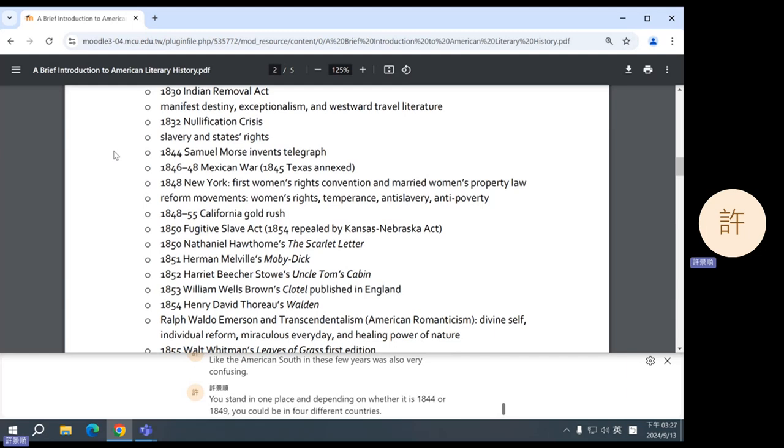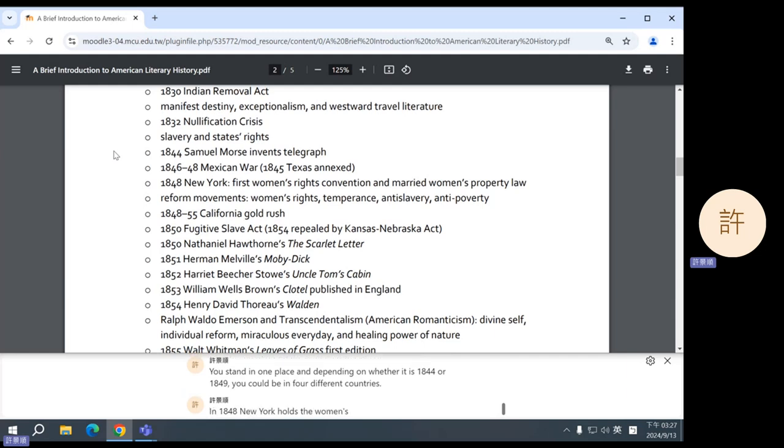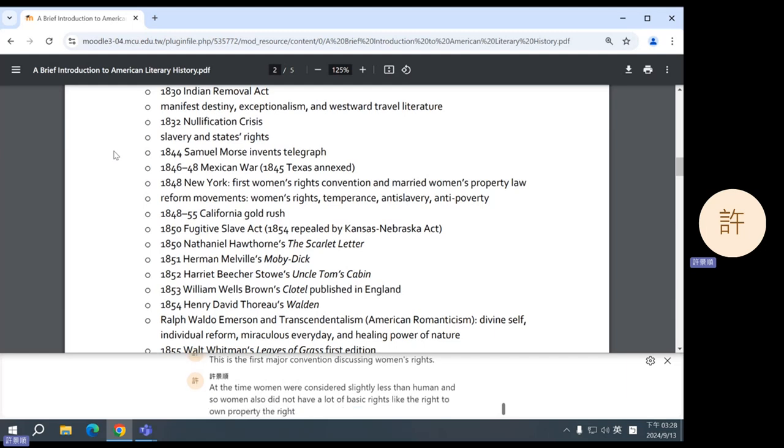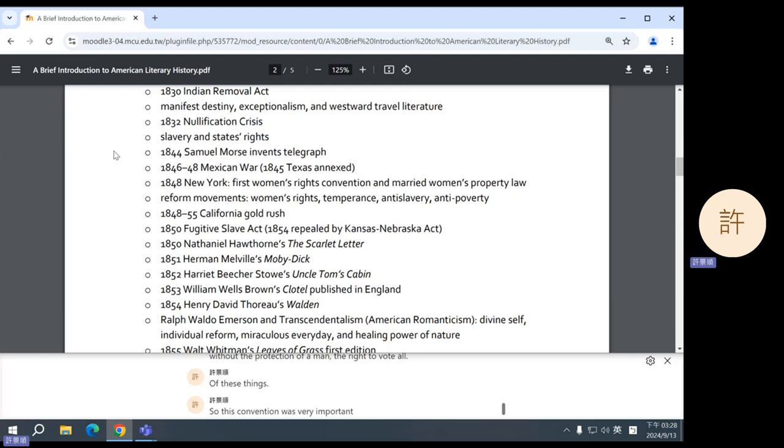In 1848, New York holds the Women's Convention of, I can't remember the city. It was held in Seneca Falls, New York. This was the first major convention discussing women's rights. At the time, women were considered slightly less than human. And so women also did not have a lot of basic rights, like the right to own property, the right to start a business, the right to live alone without the protection of a man, the right to vote. All of these things. So this convention was very important in promoting these ideas and setting up a movement to fight for these ideas in the future.